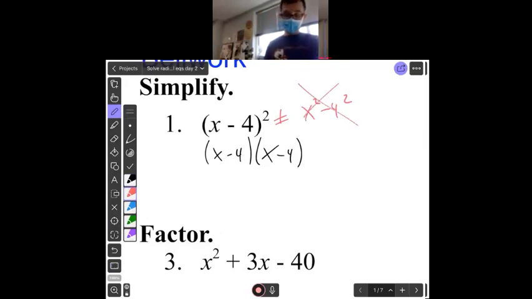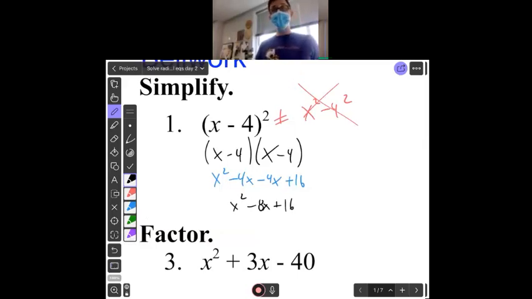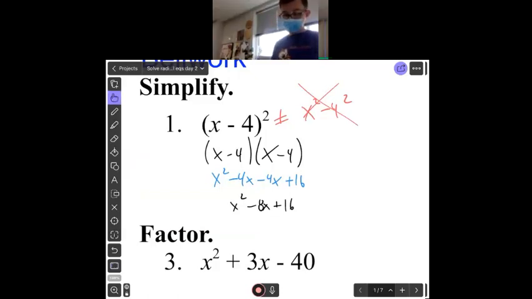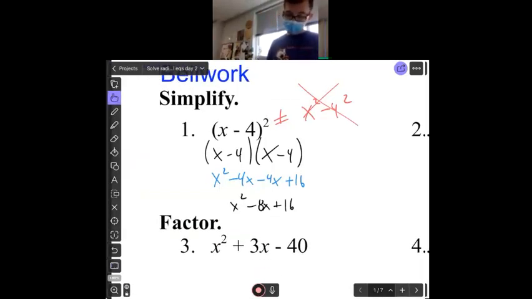You need to go through and write it out twice, and then go through and do the foiling. X times x is x squared. X times -4 is -4x. -4 times x. -4 times -4 is positive 16. So we get x squared minus 8x plus 16. Okay, that's the appropriate way to do that. Something we've talked about before, something you would have seen in Algebra 1 also.